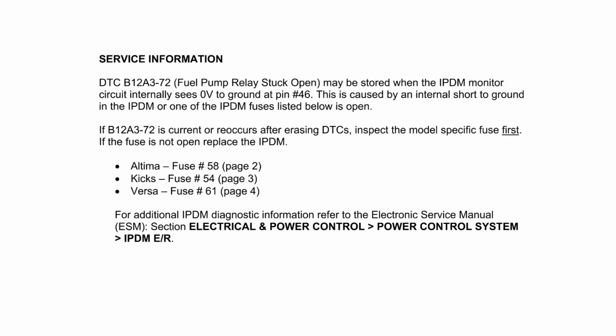Now that we know that we've actually got a bad controller in this vehicle, just for the record, I took the liberty of looking up some TSBs on this vehicle. And what it told me was, okay, here's the code. It's a short to ground inside of the IPDM. And if one of the below fuses is open, put a fuse in it. If the fuse isn't open, replace the IPDM.